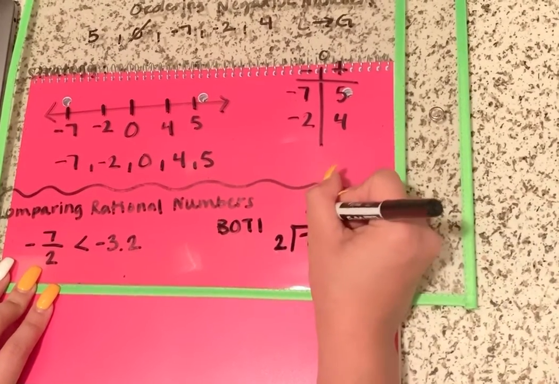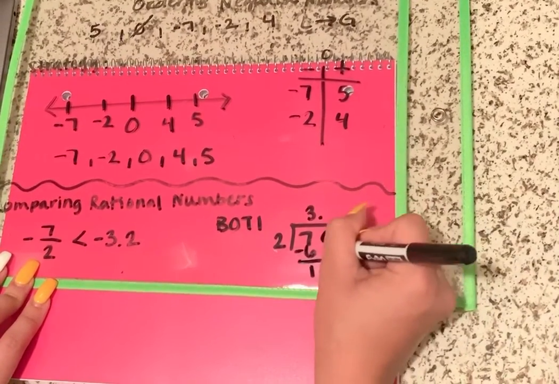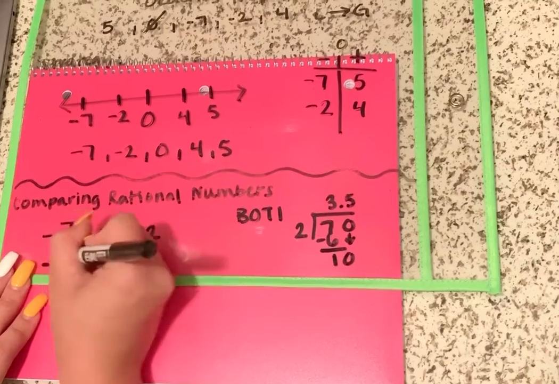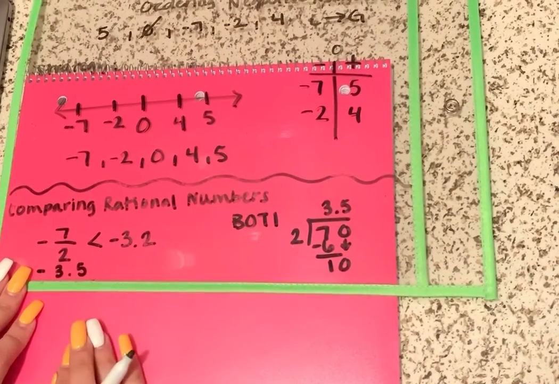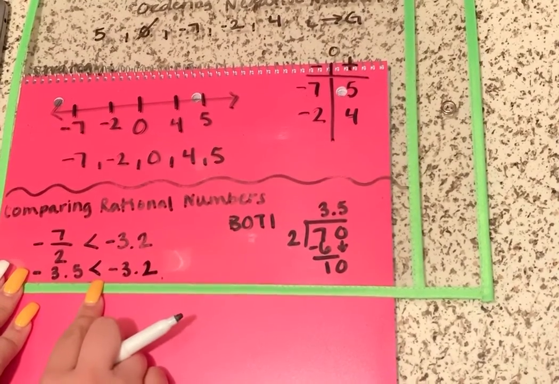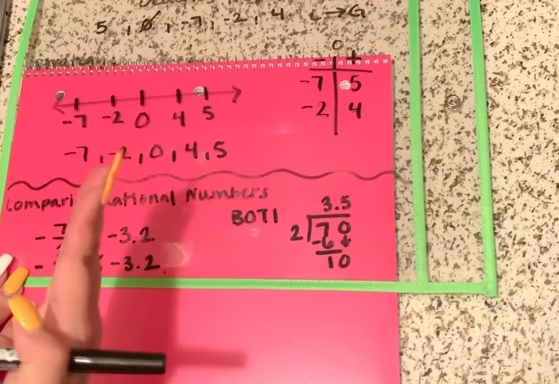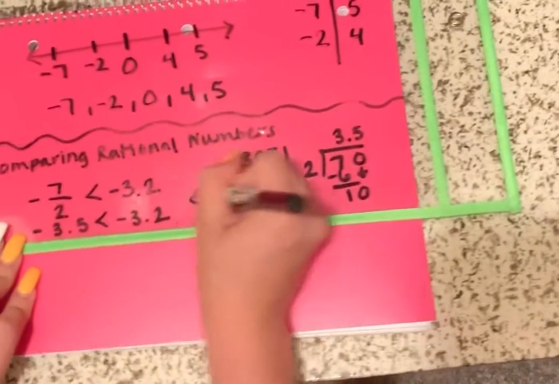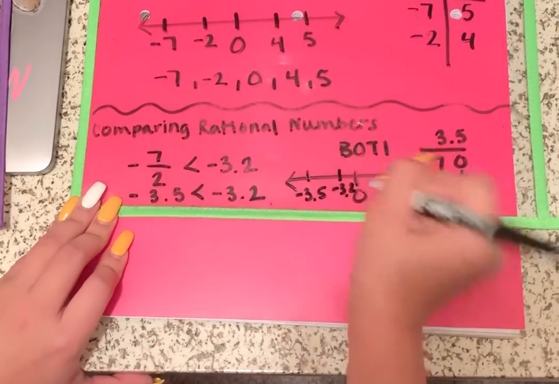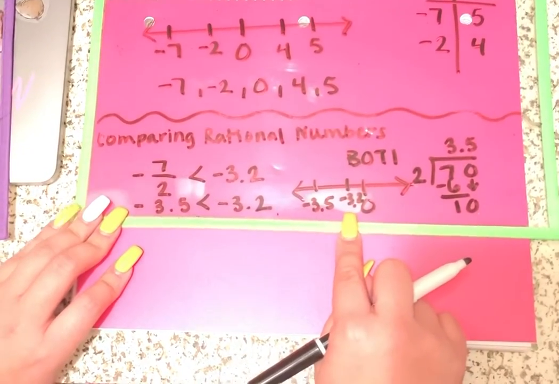2 goes into 7 3 times, leaving me with 1, so add a decimal and a 0, bring it down. 2 goes into 10 5 times. That means that I can rewrite this as -3.5. Let's see if this statement is true. Is -3.5 less than -3.2? Well, -3.5 would be further to the left of 0. Here's -3.5. Here's -3.2. Because it's worse to owe somebody $3.50 than it would be to owe somebody $3.20.